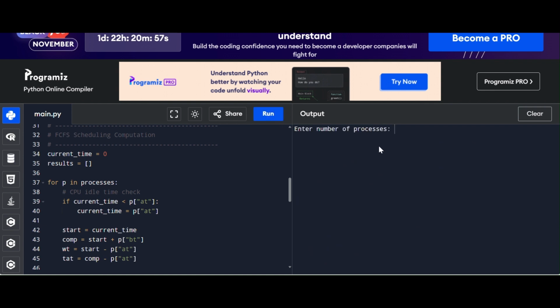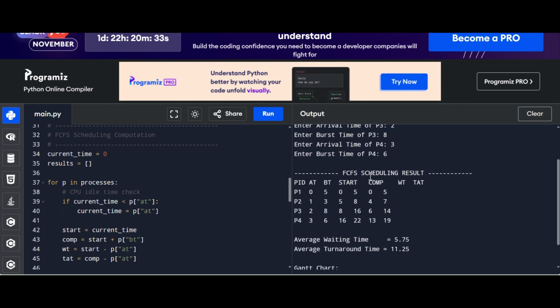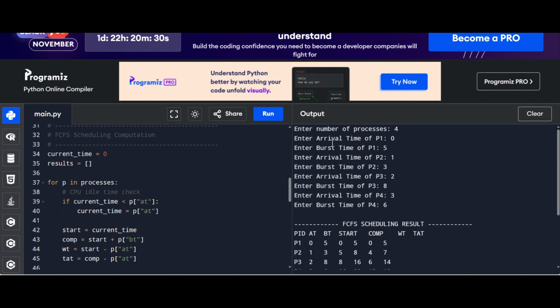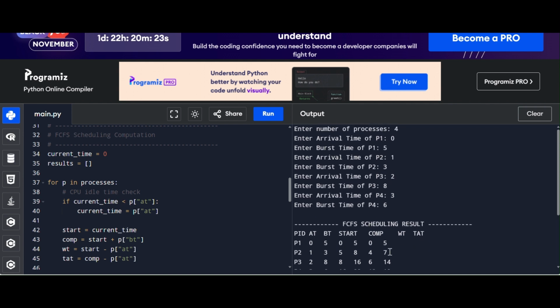Number of processes is 4. Arrival time is 0. Burst time 1. Sorry, 5. Then 1. Then 3. This is the input. We have processed 4 inputs.